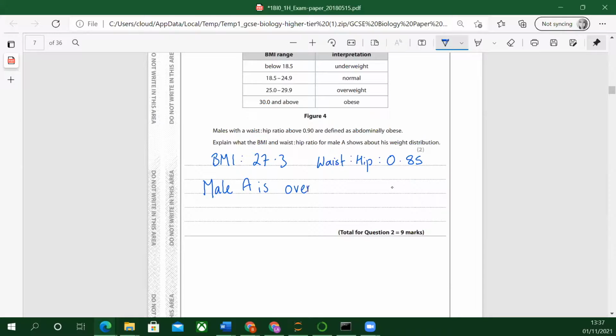By the BMI. Okay, so that's just BMI. So different measurements. BMI, remember, was just the height and the weight, whereas waist to hip ratio, 0.85. So by his waist to hip ratio, he's not abdominally obese. So his waist to hip ratio shows he's not abdominally obese.